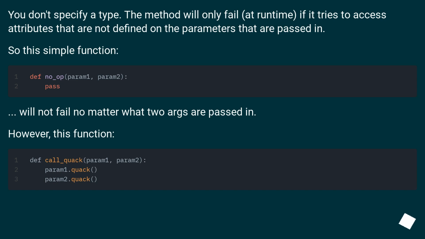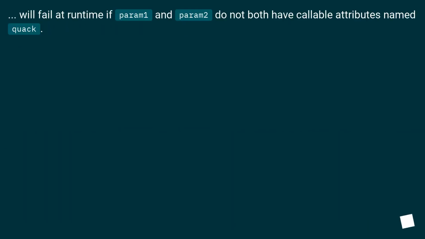You don't specify a type. The method will only fail, at runtime, if it tries to access attributes that are not defined on the parameters that are passed in. So this simple function will not fail no matter what two args are passed in. However, this function will fail at runtime if param1 and param2 do not both have callable attributes named quack.